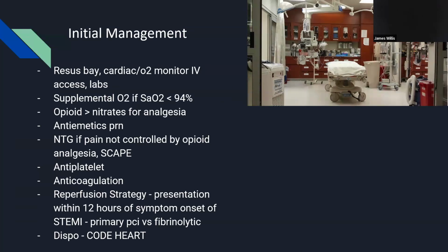If they're nauseous, you want to give them antiemetics. If there's concern for acute pulmonary edema, you can give nitroglycerin, or if their pain is not being controlled. And then there's also antiplatelets, anticoagulation, and then you should have a reperfusion strategy, right? The problem is the myocardium isn't getting perfused. So what's your strategy? That comes down to, are we going to do PCI or fibrinolytics? And then you also want to call a code heart, right? Because you want to get the consultants on board, everybody, nursing staff, and other physicians.